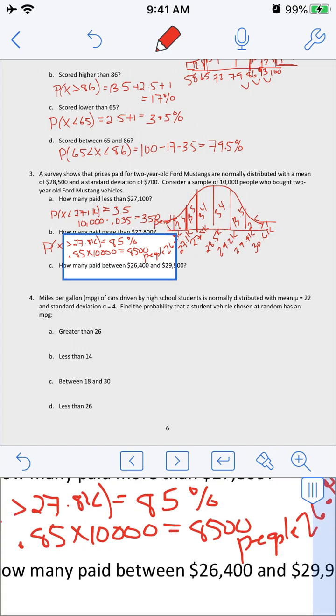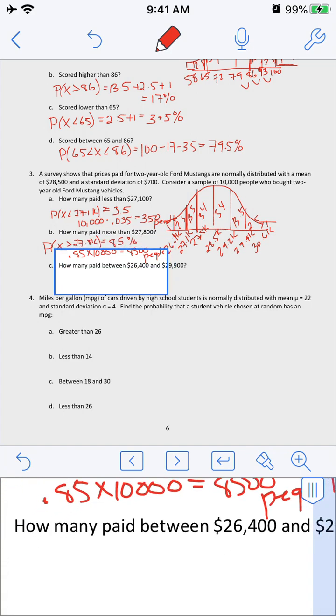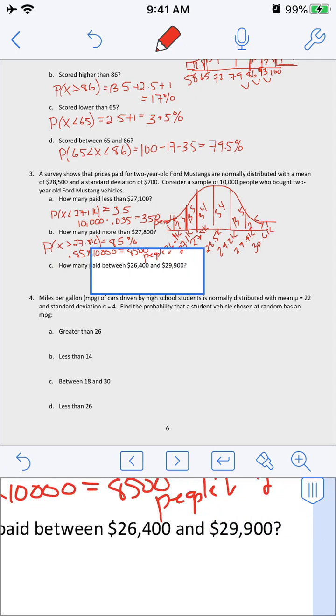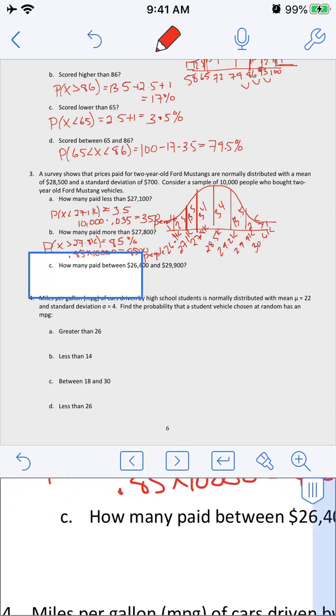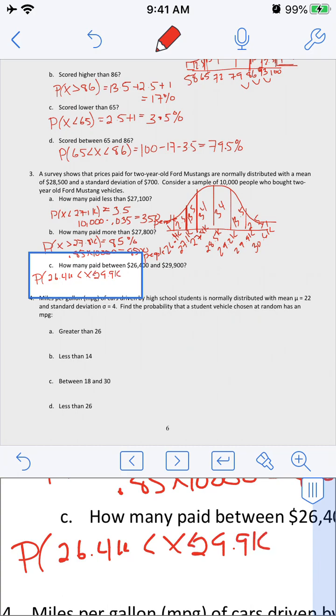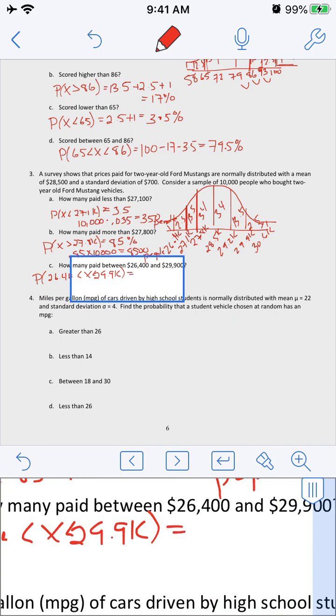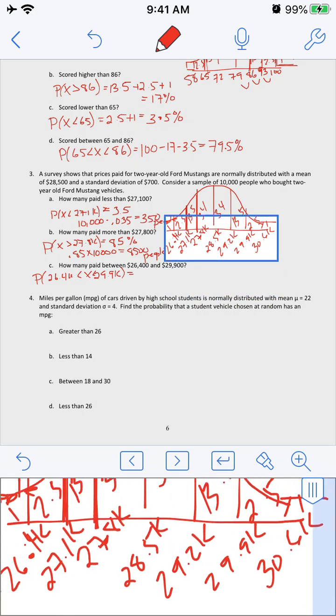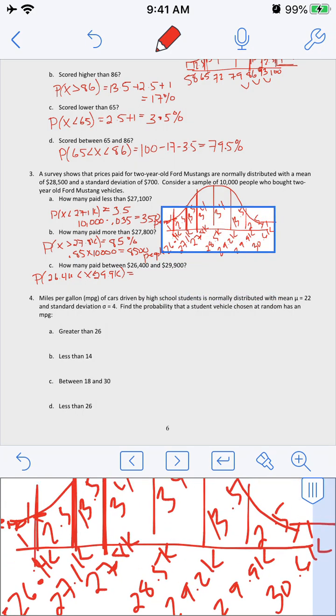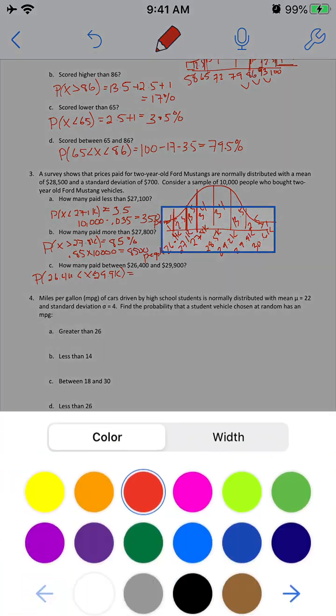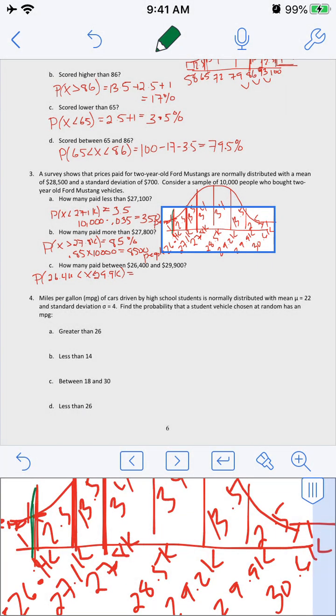All right, how many paid between 26,400 and 29,900? So let's take a look at that. What's the probability of that? 26.4K to 29.9K. And we get, let's see, the probability of that. We got 26 chilling over here. I'm going to use different colors so I can see what I'm doing. Green. Here's 26.4 all the way up to 29.9.